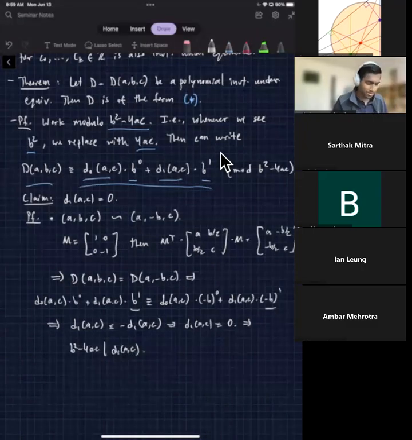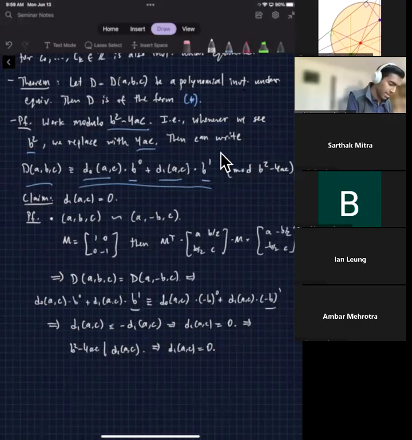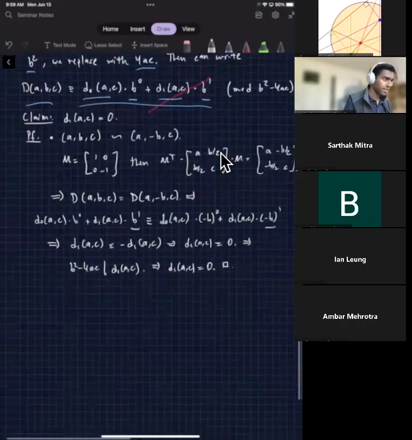But how is that possible? I mean, d1 is a polynomial in a and c. There are no b's in there. That implies that d1(a,c) must in fact equal 0. Okay, that proves the claim. So d1(a,c) is 0, which means we can just ignore that term. Okay, next claim.